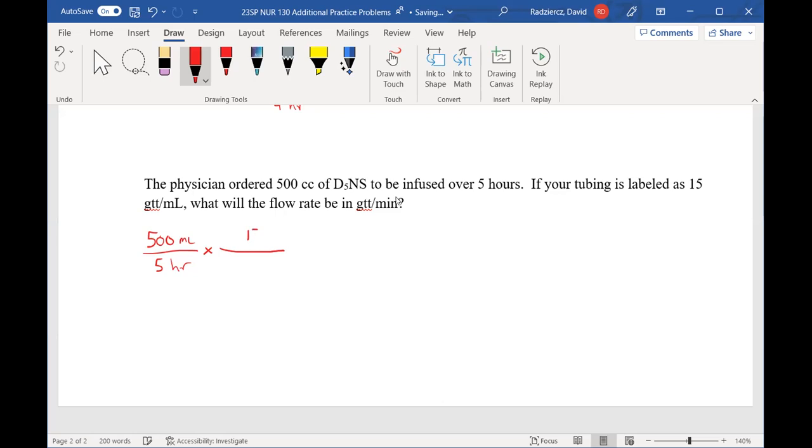What did I say? 15 drops per milliliter. And then 60 minutes per hour. So we know we've set everything up right. We're left with drops per minute. Before I do any math, 500 times 15 divided by 5 divided by 60, and I get 25 drops per minute.